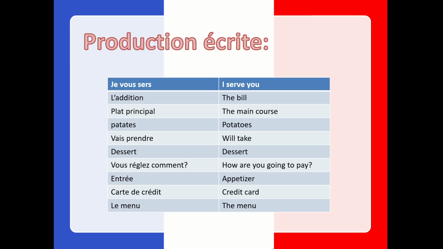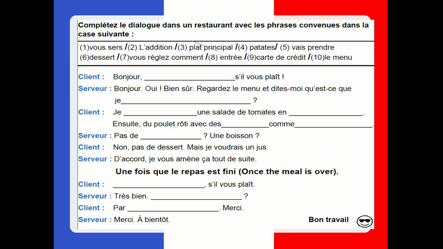Je vous sers, which means I serve you. L'addition, the bill. Plat principal, patate, vais prendre, dessert. Vous réglez comment? It means how are you going to pay? Entrée, carte de crédit, et le menu. Okay? So using these words that I have just translated, you have to complete this dialogue entre le client et le serveur. Okay? Très bien.